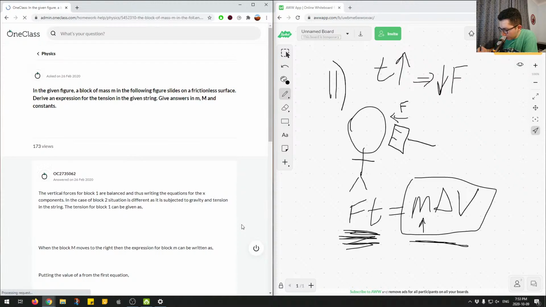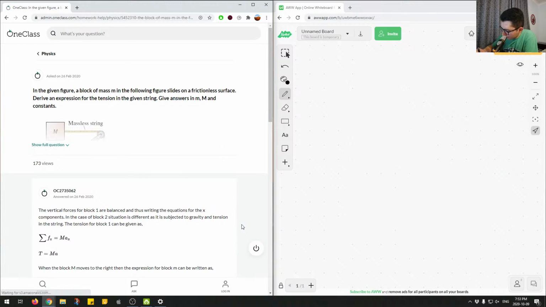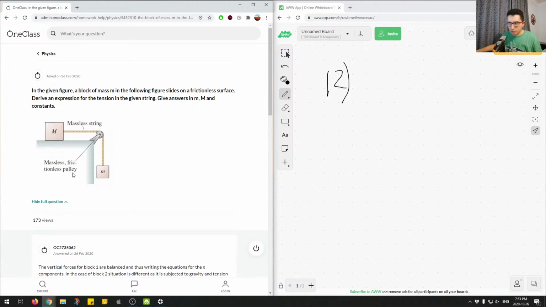Let's go to question number 12. In this question we're given a diagram and two masses, and the question is asking: in the given figure, a block of mass m in the following figure slides on a frictionless surface. So here there's no force of friction, it's a frictionless surface.